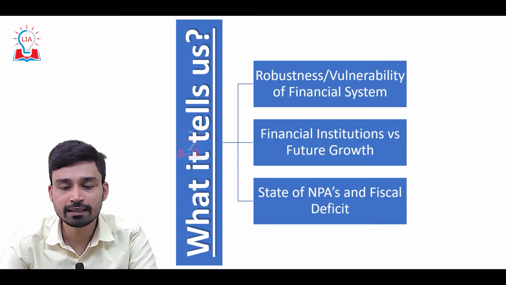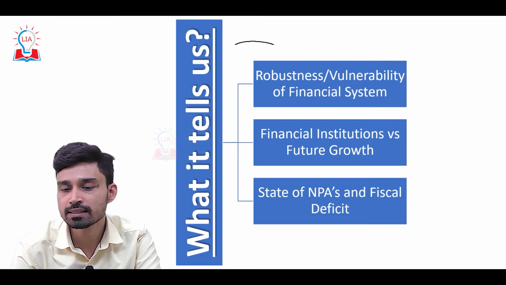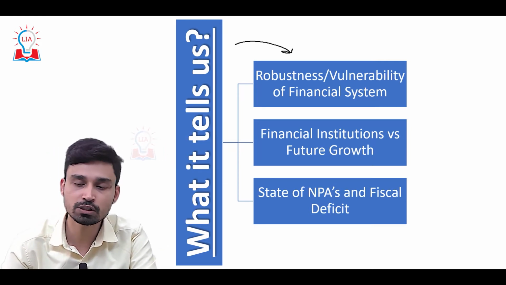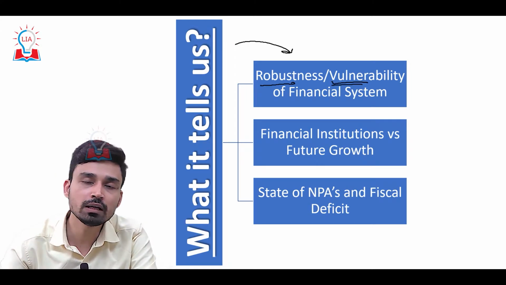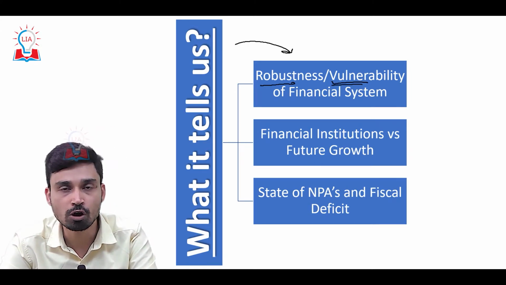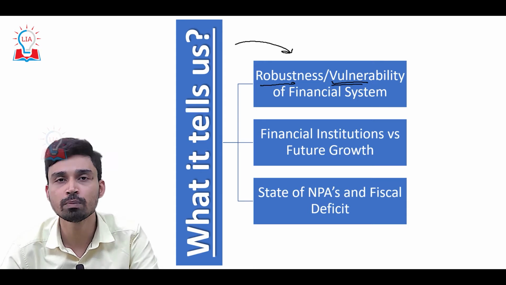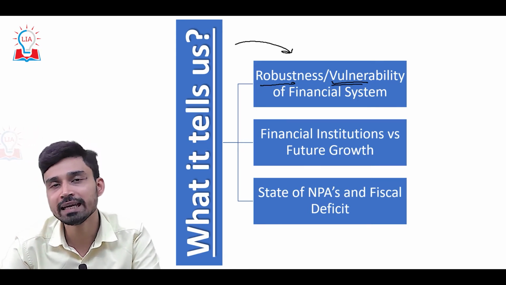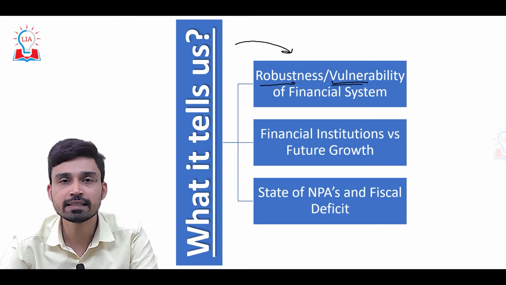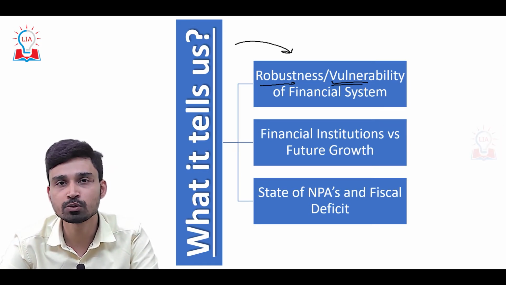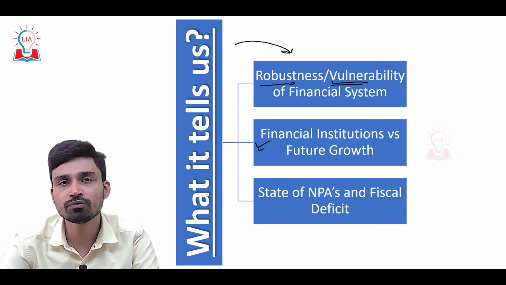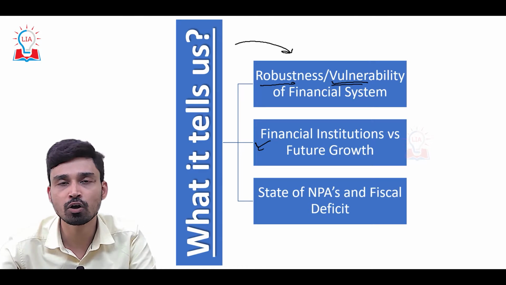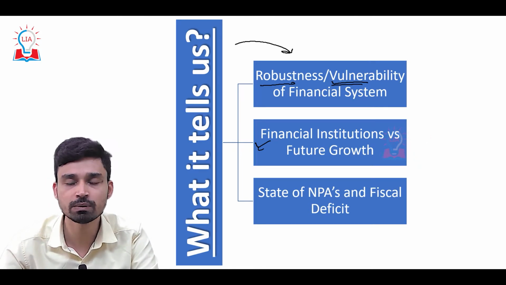Now, what does this report mainly tell us? Basically 3 things. First of all, this report gives us an idea about the robustness or vulnerability of the financial system. That means, on the positive side, how robust our banking and financial institutions are to face a risk, or on the negative side, how vulnerable they are in case certain risks arise in the economic situation of the country. Second, it also gives us an idea about how the financial institutions can be responsible for future growth.